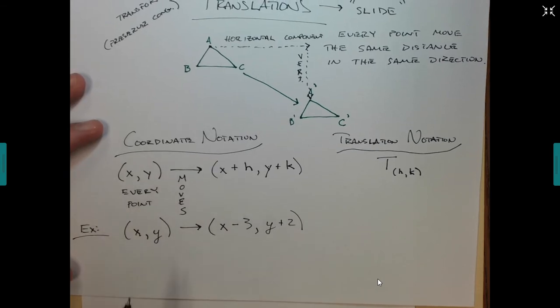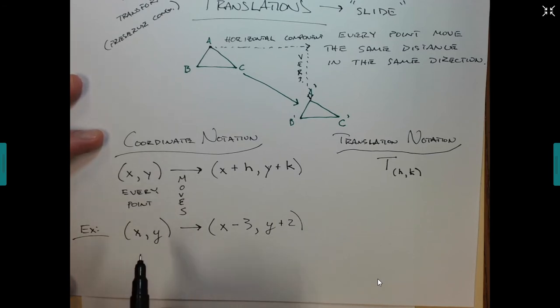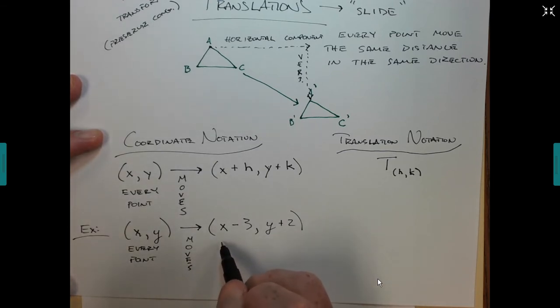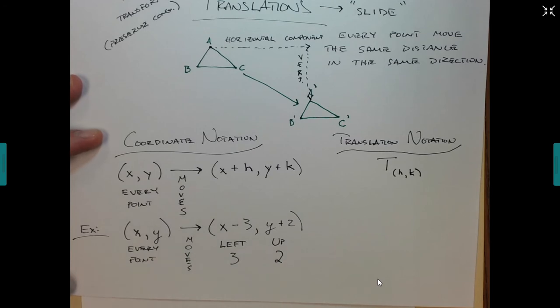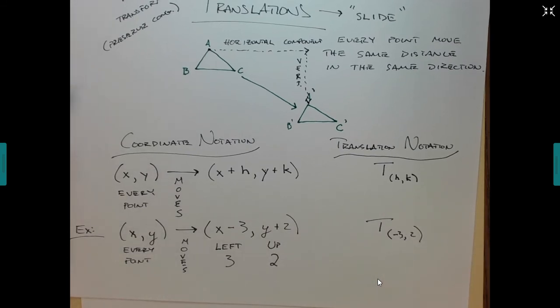So try and understand this mathematical sentence equates to a full English sentence. This first part, again, means every point. The arrow means we're moving. And if we're subtracting 3 from the x value, that's going to be to the left, since we're subtracting 3 units. And since we're adding, that would be up 2 units. I could do that with translation notation just the same by putting in a -3 and a +2 there.